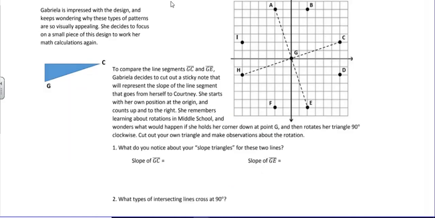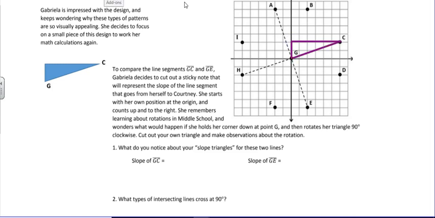The dance team designs another formation, and Gabriella is impressed with the design and keeps wondering why these types of patterns are so visually appealing. She decides to focus on one small piece of the design to work her math calculations again. To compare the line segments GC and GE, Gabriella decides to cut out a sticky note that will represent the slope of the line segment that goes from herself to Courtney. She starts with her own position at the origin, and she counts up and to the right. From Gabriella to Courtney, we go up 2 and then over 6.